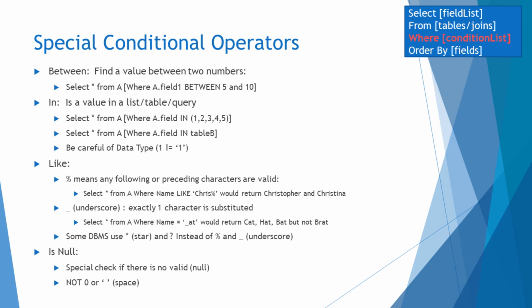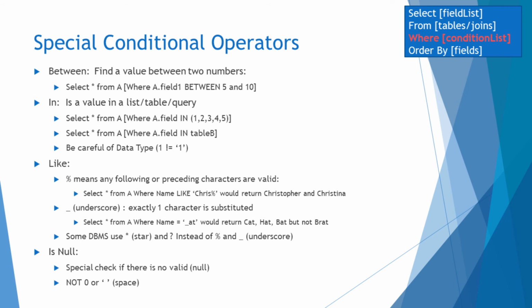You could put it on both sides, and then you would have anything that returned either side of that. The underscore is exactly 1 character substituted. So if I said select star from A where name is like quote, underscore AT, it would return hat and cat and bat, but not brat, because that has 2 characters before it instead of just 1. So that wouldn't work.